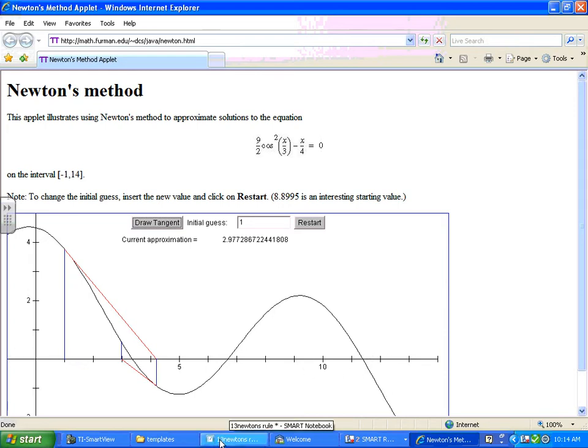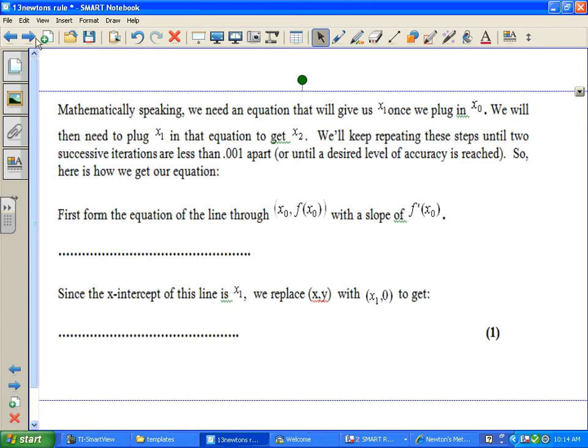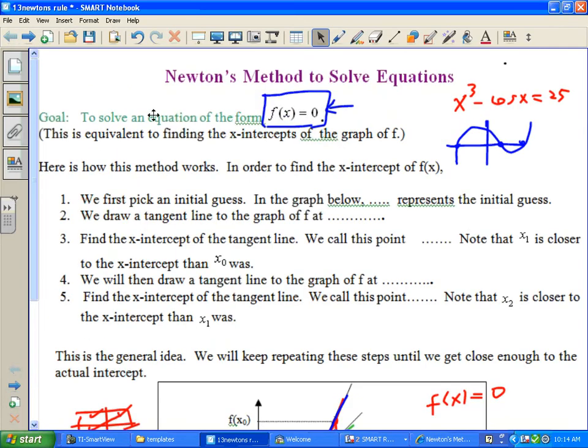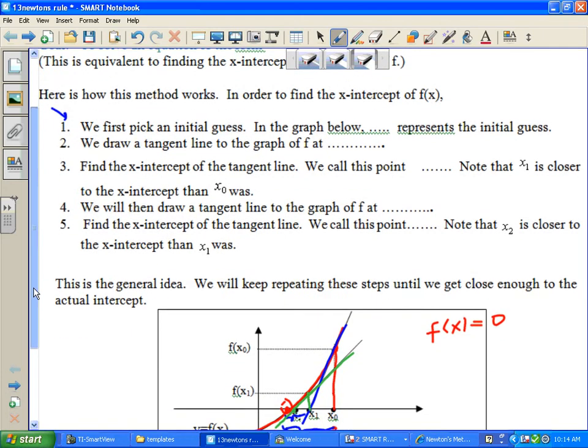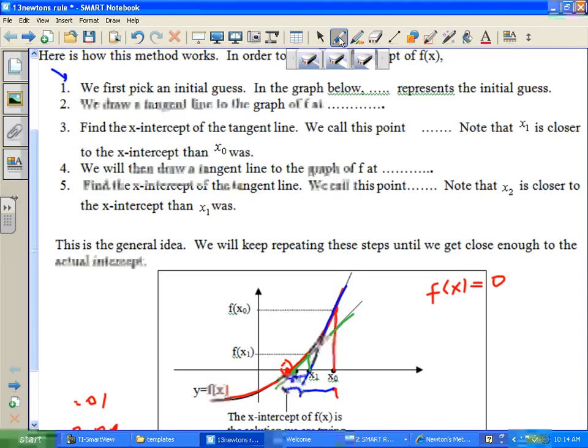Okay. So now we're going to derive our equation. Again, we're going to follow from your handout and fill in the blanks. So first we're going to pick an initial guess. We're starting right here. In the graph below, what number represents our initial guess? X sub 0. So let's fill in the first blank as X sub 0.